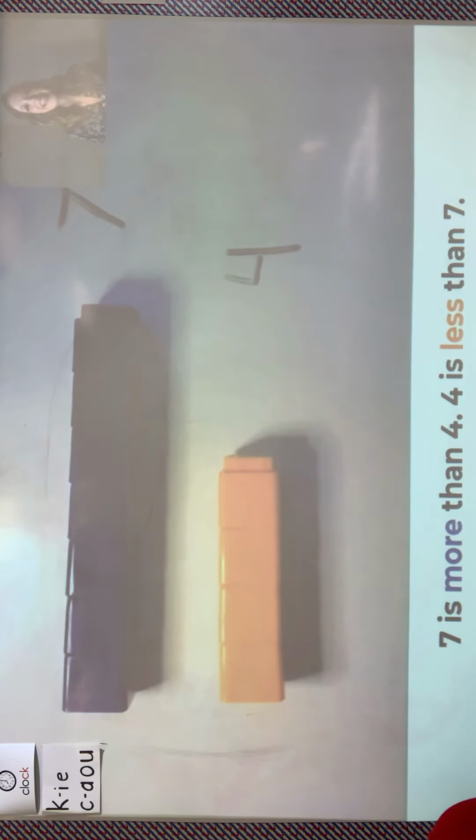7 is more than 4. 4 is less than 7. Let's say that all together. Okay. Ready? Get ready. 7 is more than 4. 4 is less than 7.